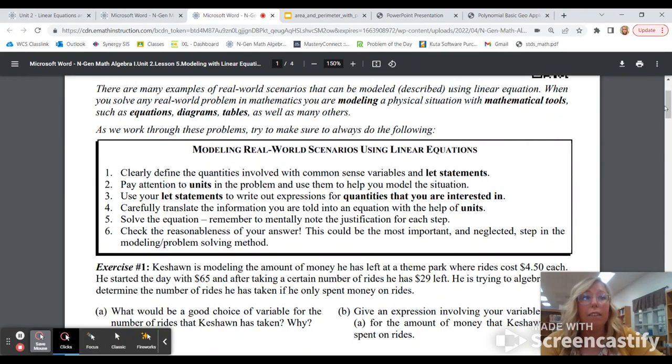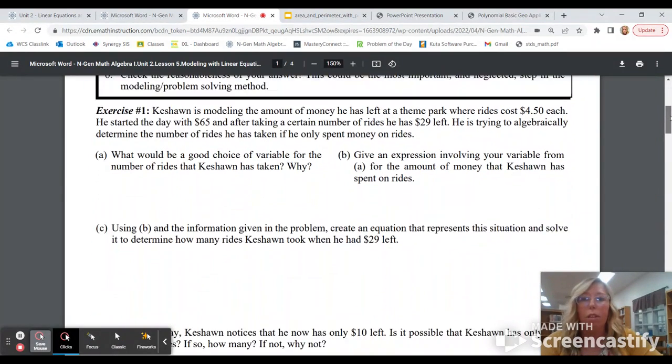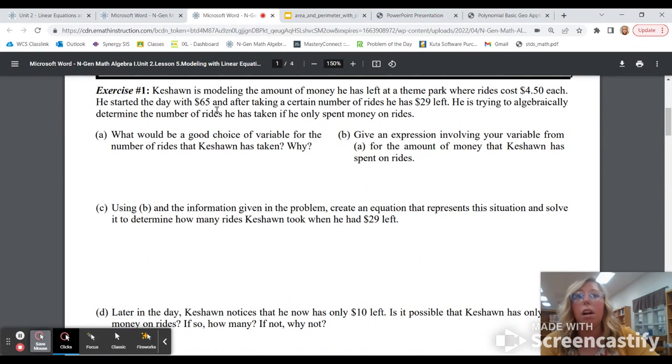So now let's dive into exercise 1 as an example of this process. So Keyshawn is modeling the amount of money he has left at a theme park where rides cost $4.50 each. He started the day with $65, and after taking a certain number of rides, he has $29 left. He is trying to algebraically determine the number of rides he has taken if he only spent money on rides. So the information that they have given you, let's go through and highlight that information.